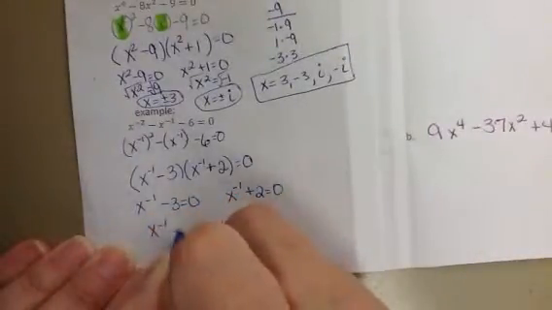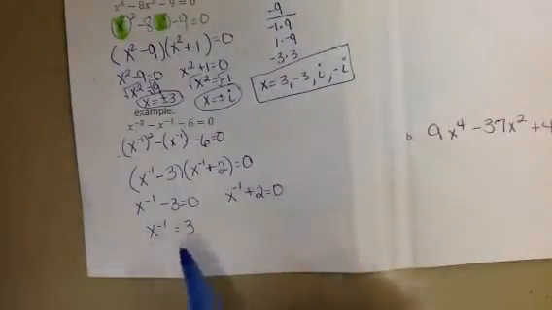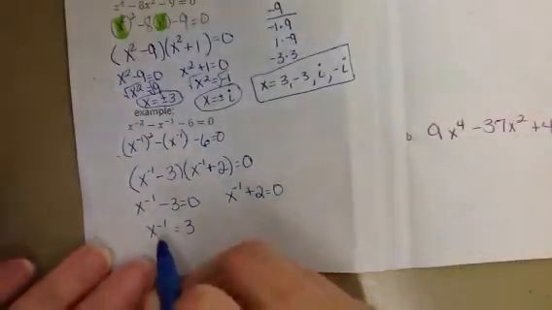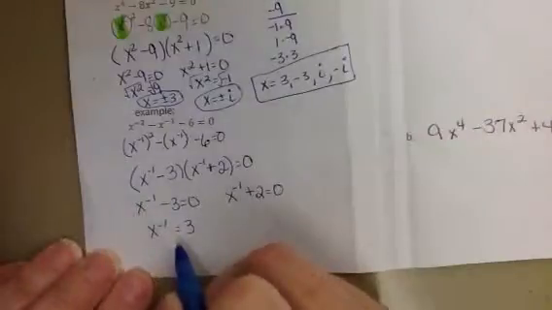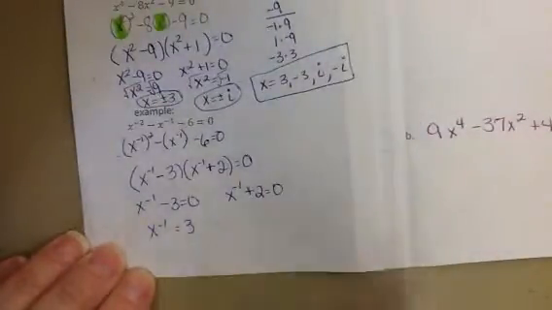X to the -1 equals 3. Now, how do I get rid of that power? Well, to get rid of it, there's a couple different ways that you could do it. I'll show you a different way on each one.